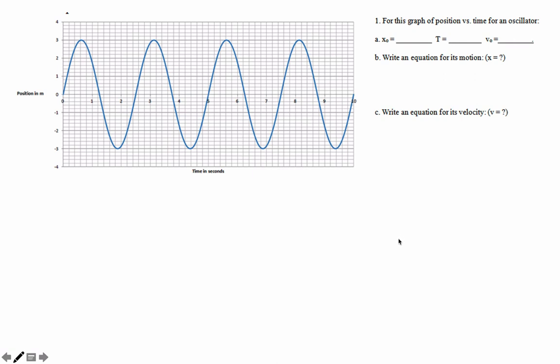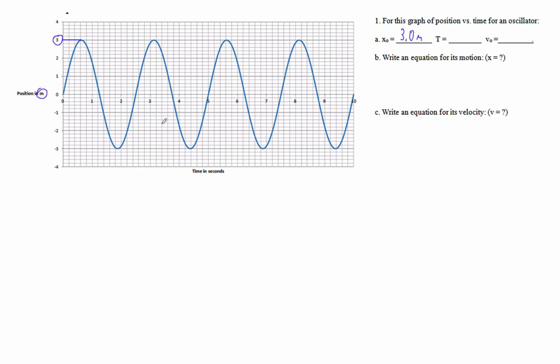All right, let's do some position versus time graphs. We can do this. Okay, so let's see. For this graph of position versus time for an oscillator, find this number there, which is the amplitude. Okay, so let's figure out the amplitude. It is 3 meters. Okay.